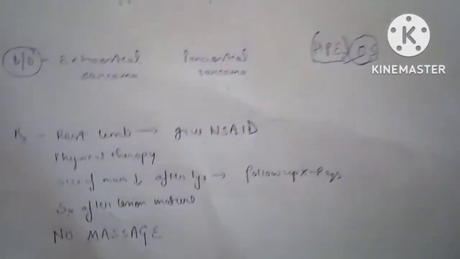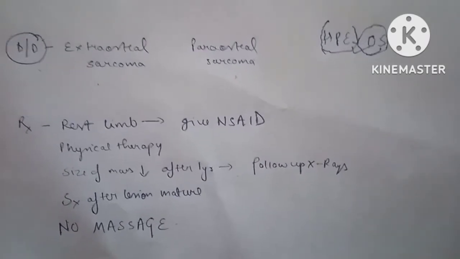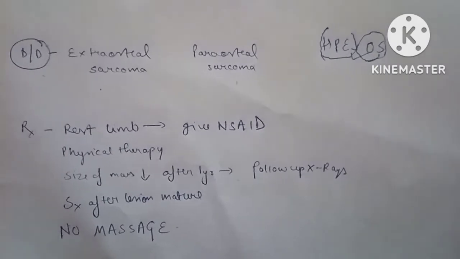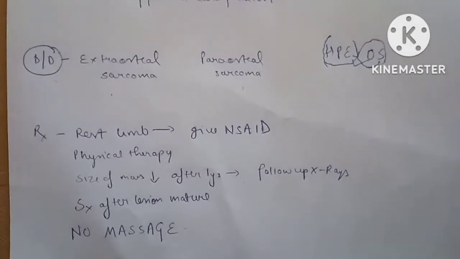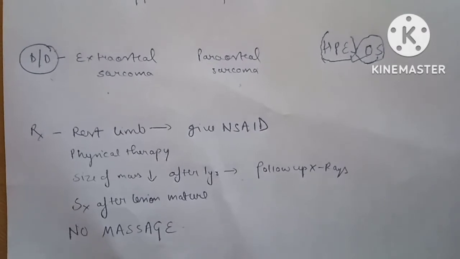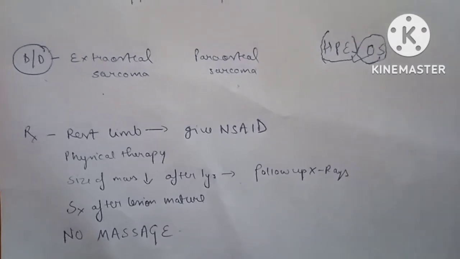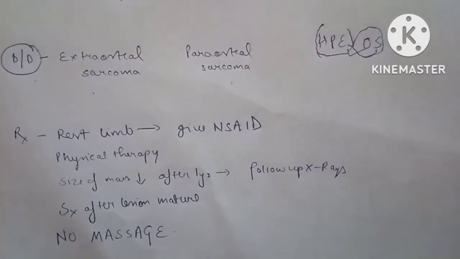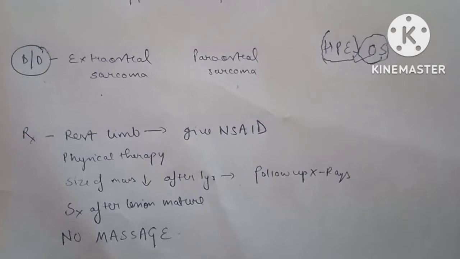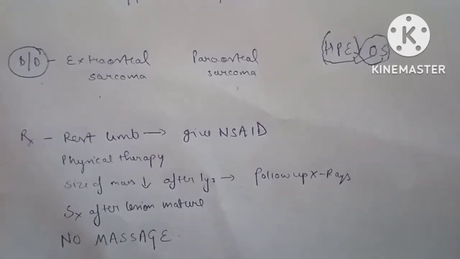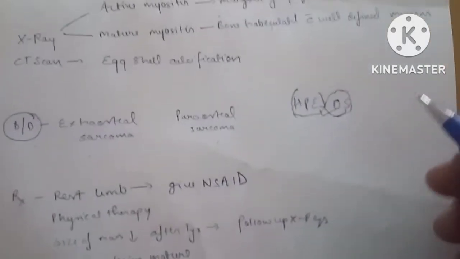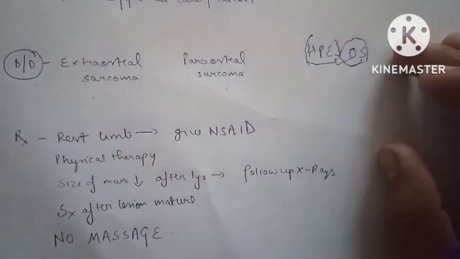The treatment is to rest the limb, and for pain, we give NSAIDs. Physiotherapy is of use to continue the motions so that the passive movements of the joint continue. The size of the mass decreases after 1 year, and we have to follow up this myositis with follow-up X-rays. Surgery is only done when the lesion matures. A mature lesion is identified by a trabeculated bone with well-defined margin, as we studied in the X-rays.